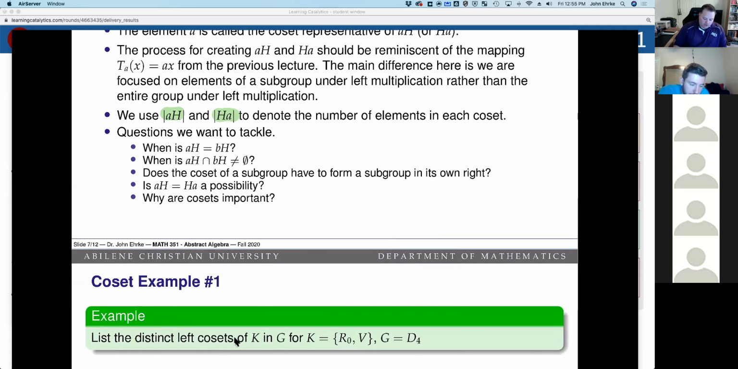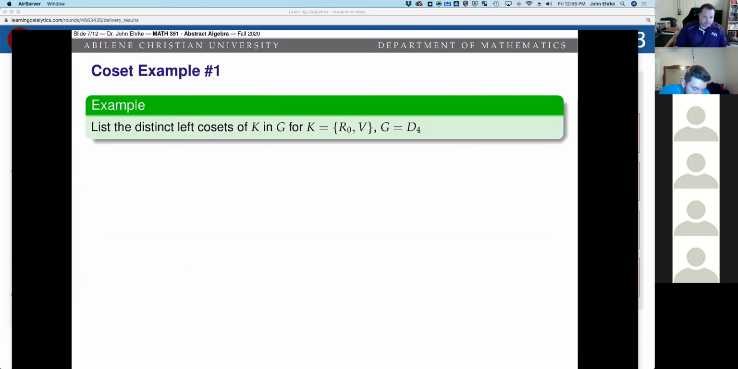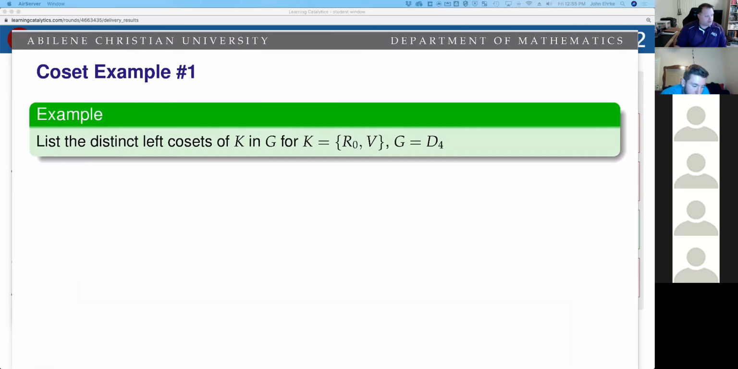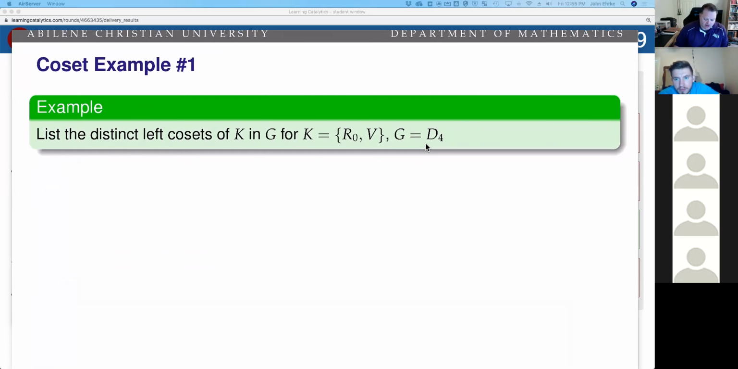All right, so let's try an example together. This one we're going to do together, and then I'm going to let you do one yourself. So what are all the distinct left cosets of K in G? K is the subgroup of the dihedral group consisting of the do-nothing rotation and the vertical flip. So this is a subgroup of D4, and I want to find all the distinct left cosets.